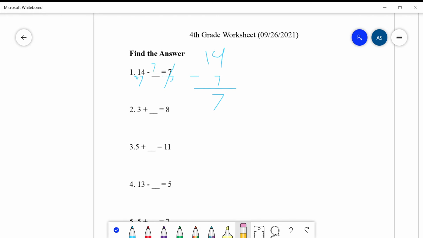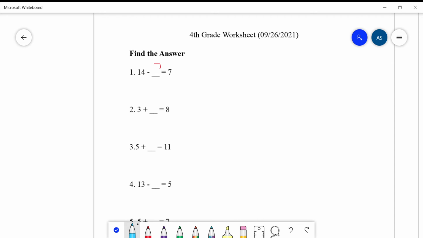Now, if you're unsure of your answer, you could also double check, right? If you do 14 minus 7, your answer is 7. So after you solve your problem, it is always better to double check to see if your answer is correct.